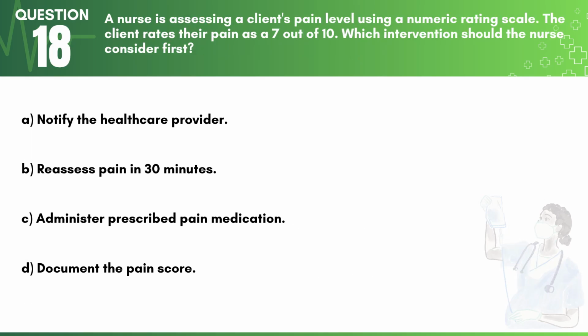Question 18. A nurse is assessing a client's pain level using a numeric rating scale. The client rates their pain as a 7 out of 10. Which intervention should the nurse consider first? A. Notify the healthcare provider. B. Reassess pain in 30 minutes. C. Administer prescribed pain medication. D. Document the pain score.